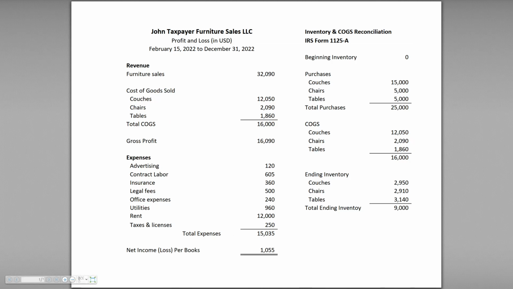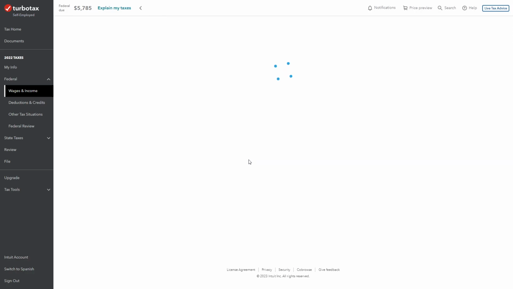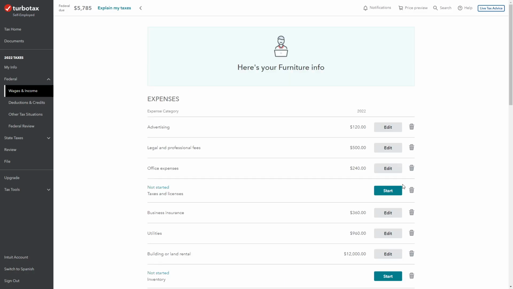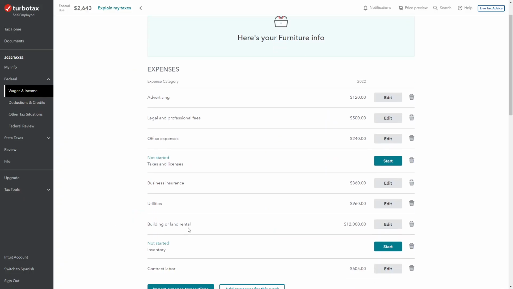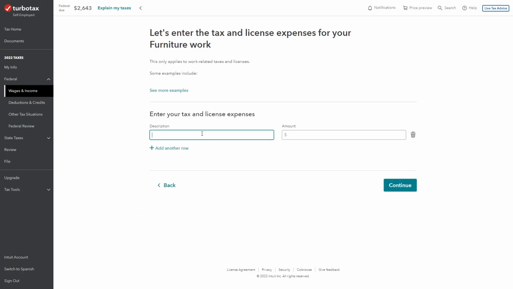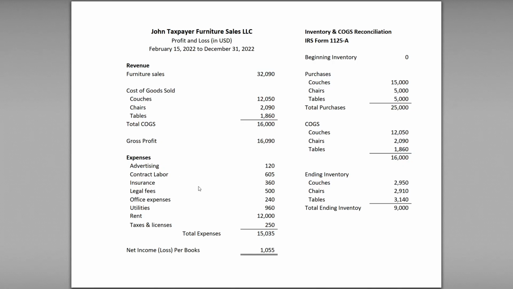Rent, $12,000. Go ahead and enter the rent. Building or land rental. It was $12,000 for the year. And then I think we've got one more left, right? Taxes and licensing fees, $250. So we'll go to taxes and licenses there, 250. Let's say business license, 250. Okay. So we've got all of these expenses entered here.